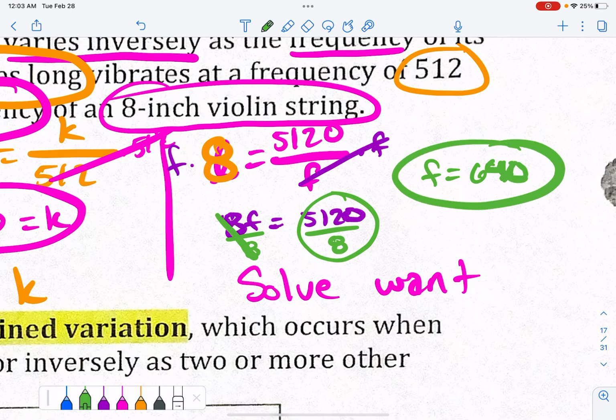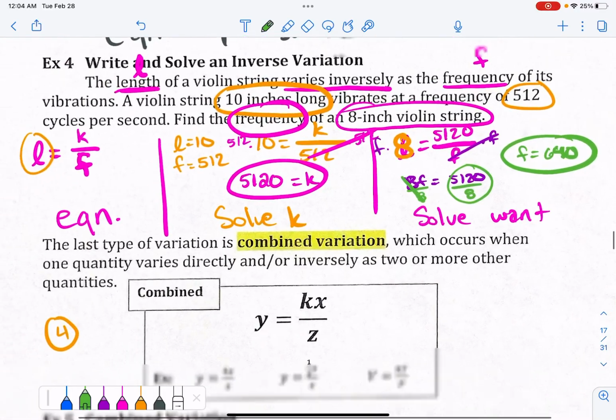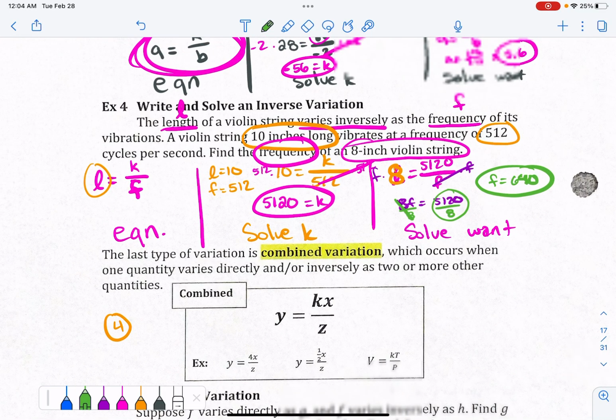Ugh, my pen is running out. 640. Okay, so another inverse variation, but with story problems instead. So just find what your variables are and just do those same 3 steps again.